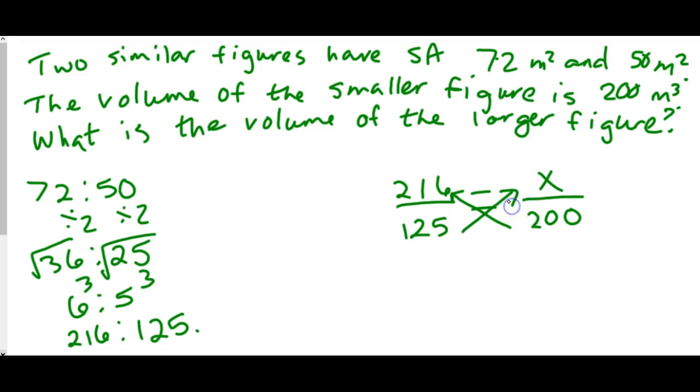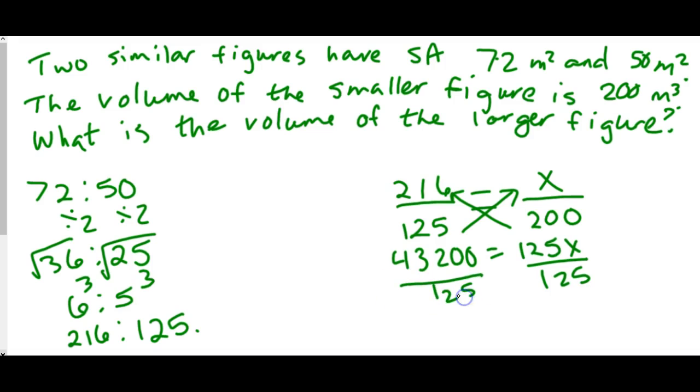Now we can cross multiply. 200 times 216 is 43,200. 125 times X is 125X. Divide both sides by 125. And the volume of the larger figure is 345.6 meters cubed. That's right, meters cubed.